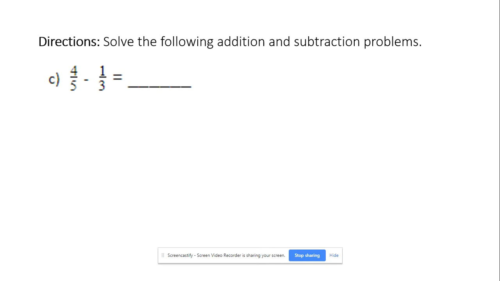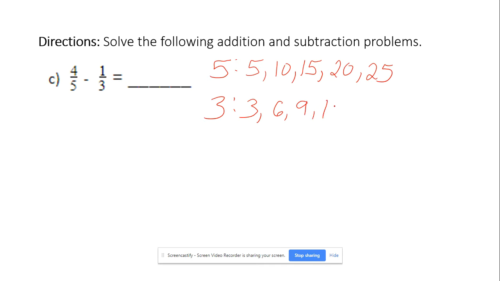For C, we have 4/5 minus 1/3, so we're subtracting this time. Let's make our first list with 5 multiples of 5. So we have 5, 10, 15, 20, 25. And then our next list is going to be the first 5 multiples of 3. So 3, 6, 9, 12, and 15. Let's use another color to decide what number is first in both lists. I see that 15 is the first number in both lists. So we know we're going to rewrite each of these fractions using a denominator of 15.